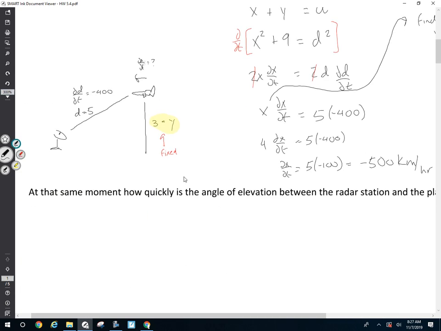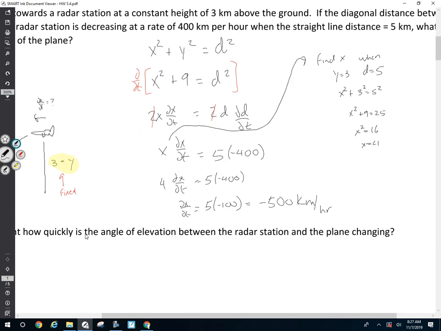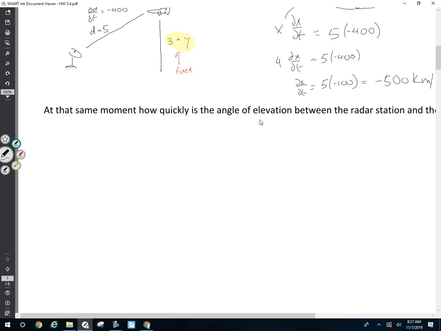At the same moment, how quickly is the angle of elevation between the radar station and the plane changing? All right, so same situation. We got an angle. Let's see if I can do my radar. A plane.